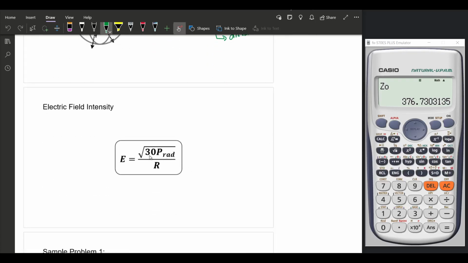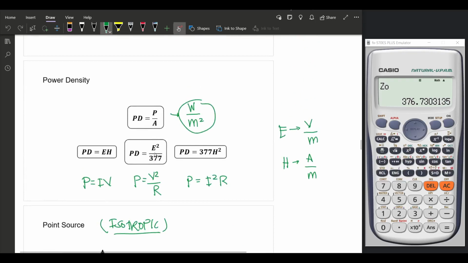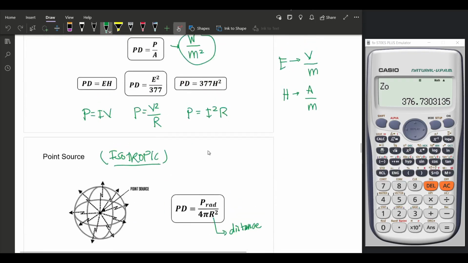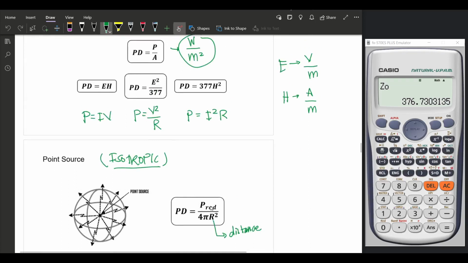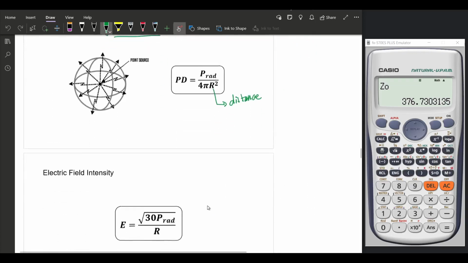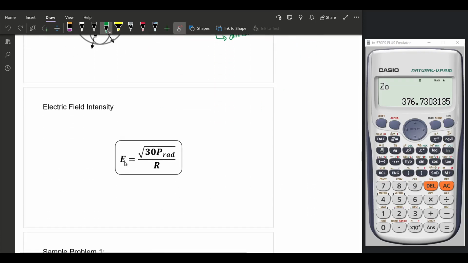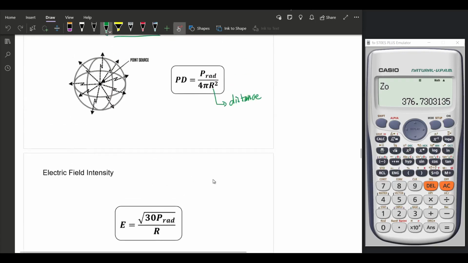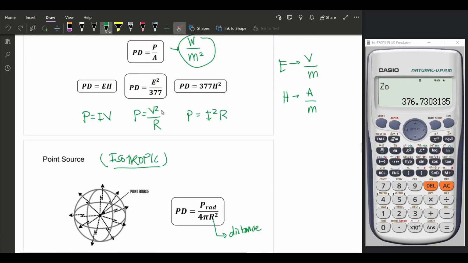Square root of 30 multiplied by the radiated power all over the distance. So this is a derived formula for electric field intensity. It was derived using this one and this one. They equated this and this, then you isolate the E, so the result of the equation becomes that. So you can actually prove that using these two formulas.